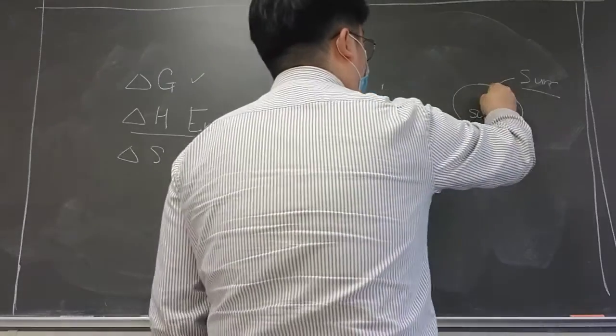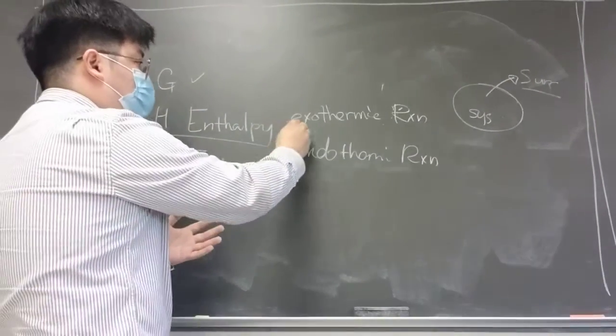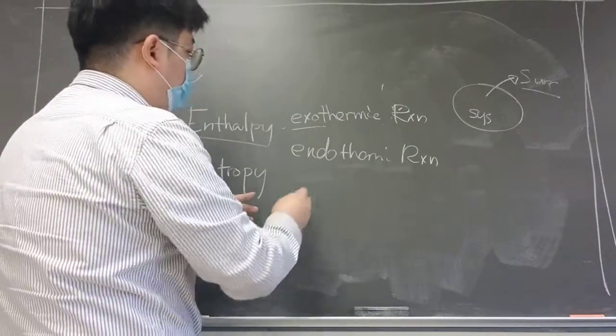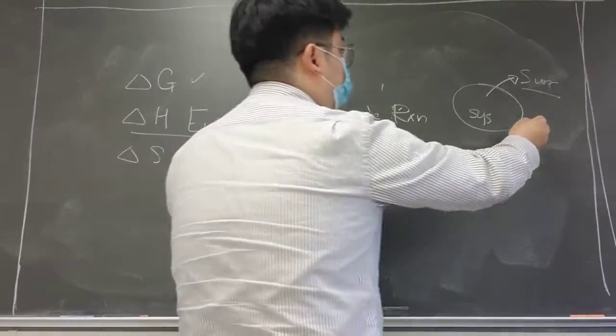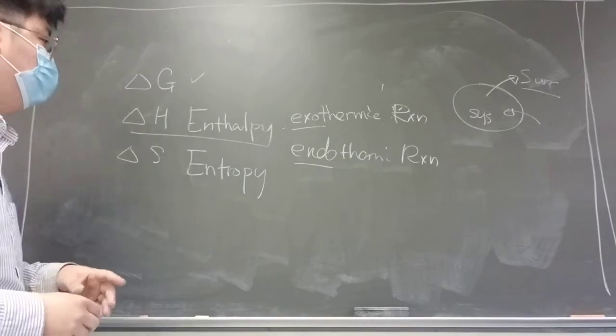So if the energy goes out in the form of heat, we call this an exothermic reaction. Literally it says exo, like we saw with exergonic reaction in this one too. Endo means it's actually going in. So with heat energy going into the system, it's an endothermic reaction.